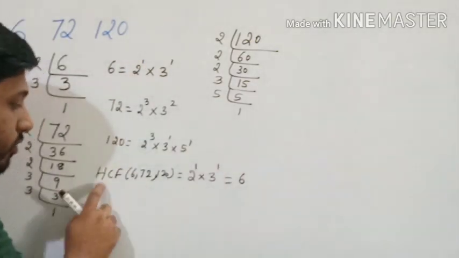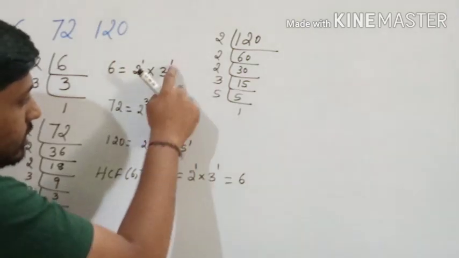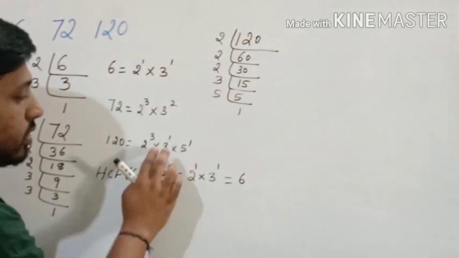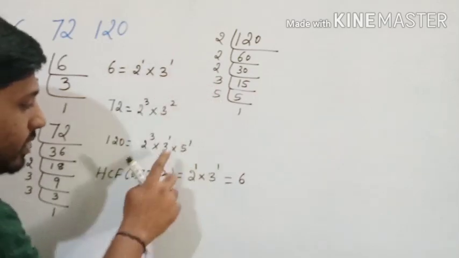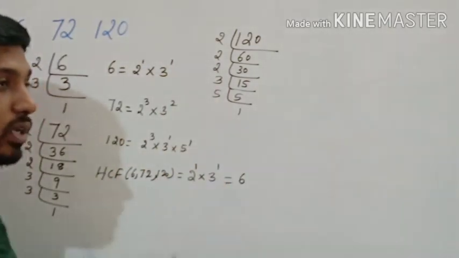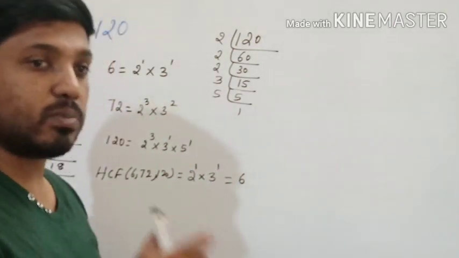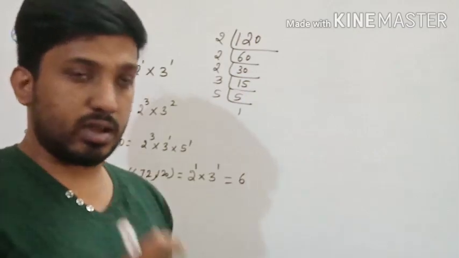So I have taken that for HCF, I repeat. And again for 3, 3 is common among all these 3 numbers, so 3 square, 3 to the power of 1 and 3 to the power of 1, I am going to consider the least power, that is 3 to the power of 1, that becomes 6. So this is the method of finding HCF by using the fundamental theorem of arithmetic.